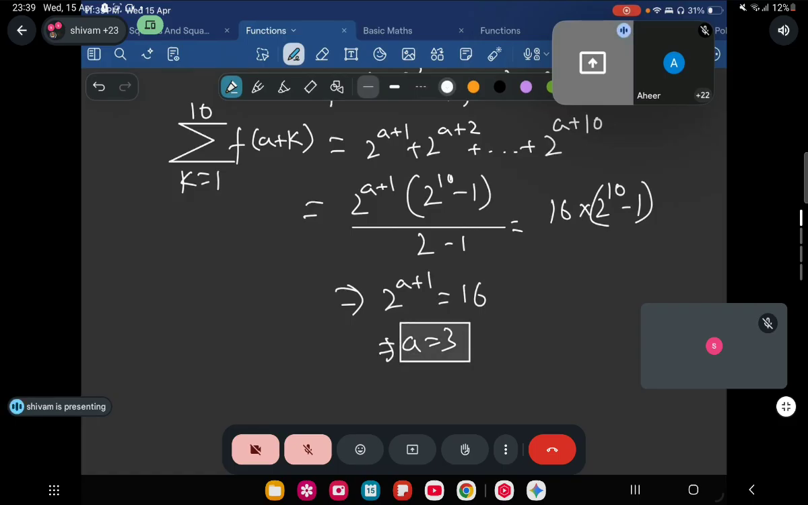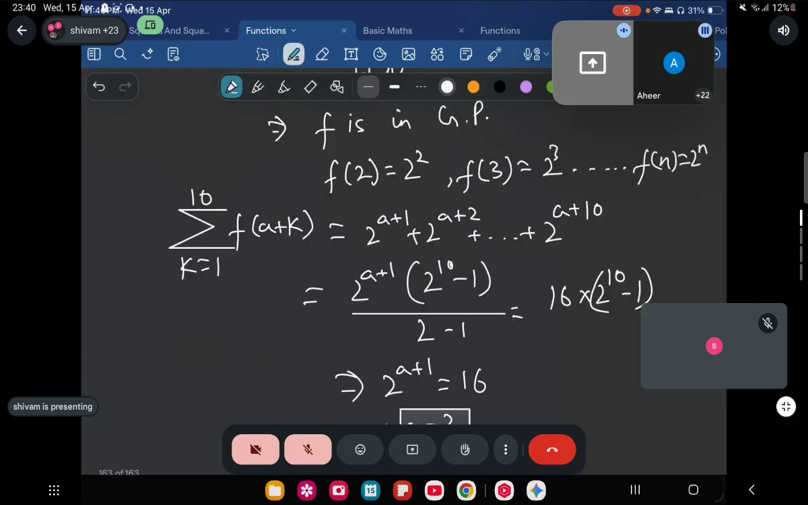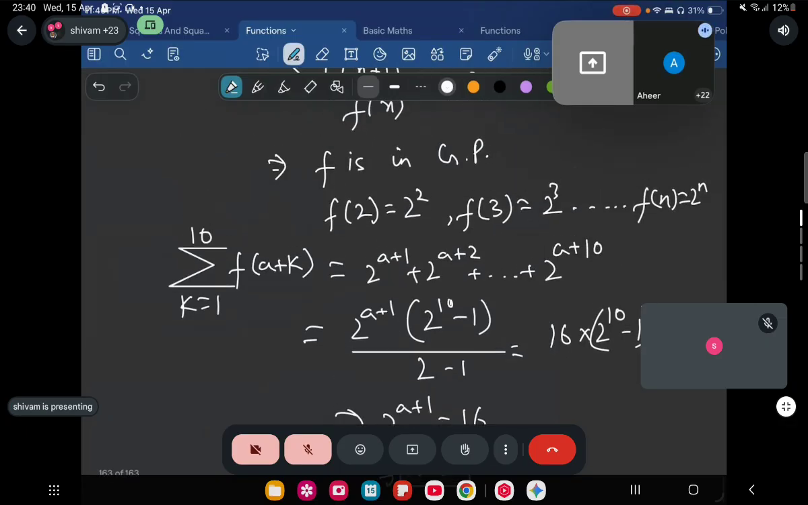Anyone having any doubt, you can ask me now. A similar kind of question came in JEE Advanced 2025. a is also a constant here, so we could have also separated f of a plus b equal to f of a into f of b, taking 2 to the power a outside, right? Yes, correct.